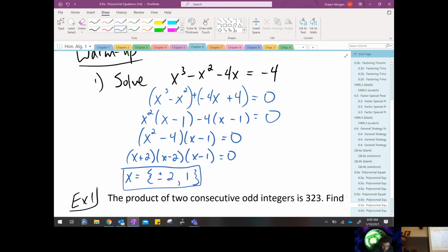Now that's a very basic run-of-the-mill factor and use the ZPP kind of question. There weren't any curveballs there. It's very straightforward factoring, grouping, and the difference of 2 squares. But you can ask any question you want to right now, anything at all regarding this problem that you want clarified.